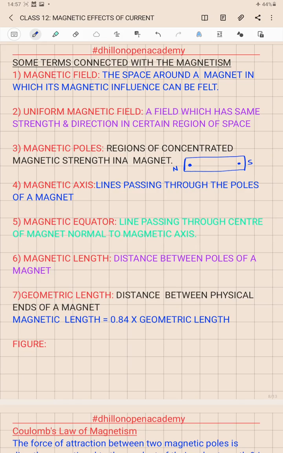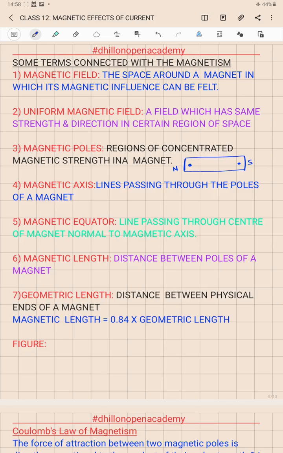You just have to sprinkle a fine iron powder over the bar magnet. You will see that the maximum density of the iron powder will not be at the physical end, but a little bit on the interior side of the physical end, where you will get the maximum iron powder particles attached with the bar magnet near the physical end. That will be the magnetic pole.